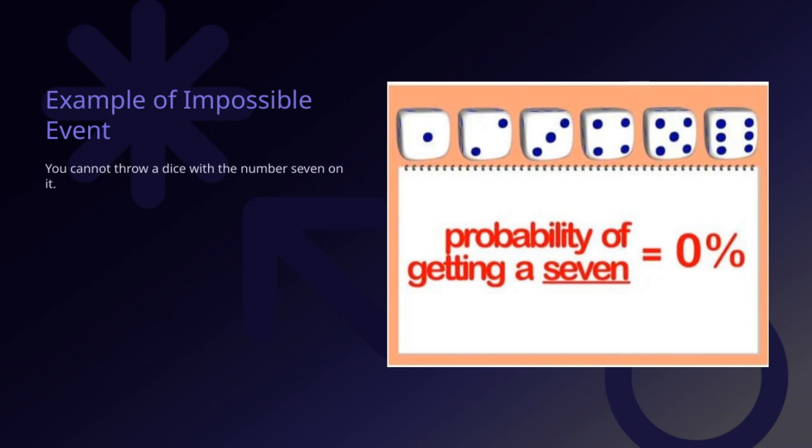By understanding what makes an event impossible, we can better grasp the concept of probability. It's important to recognize these impossible events because they help us define the boundaries of what can and cannot happen in a given situation. In the context of our overall theme, identifying impossible events sharpens our understanding of probability and helps us distinguish between unlikely and truly impossible outcomes.